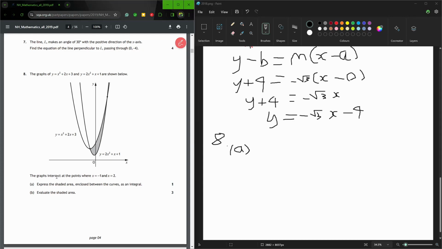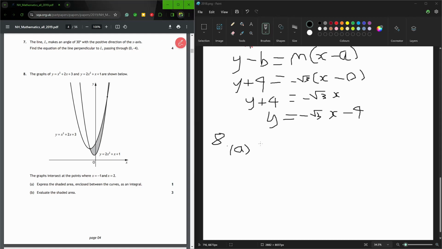Okay. They intersect at x equals -1 and x equals 2. Cool, cool. And we want to find the shaded area enclosed within the curves as an integral. So yeah, this may look confusing, but don't worry, it's actually simpler than you think.